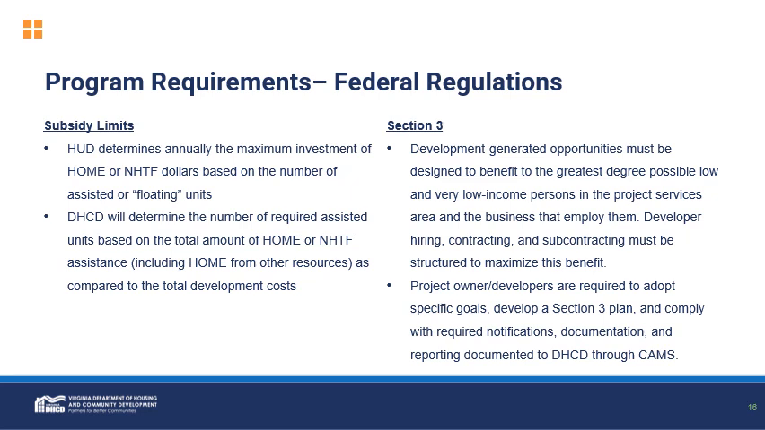Please also note that all federally funded projects must comply with Section 3. The developer must use hiring, contracting, and subcontracting to maximize the benefit of Section 3 and develop opportunities for low income and very low income persons in the service area to be employed by the project as much as possible. So please note that the project owner and developer are required to adopt specific goals set by HUD, develop a Section 3 plan that complies with HUD, and comply with required notifications, documentation, and reporting requirements that we may have through CAMS.